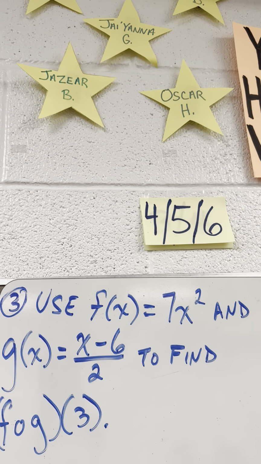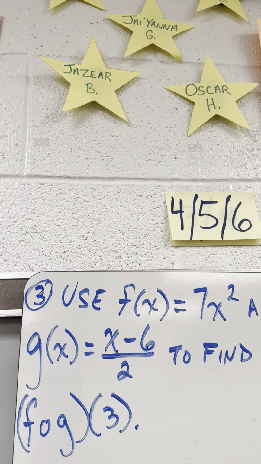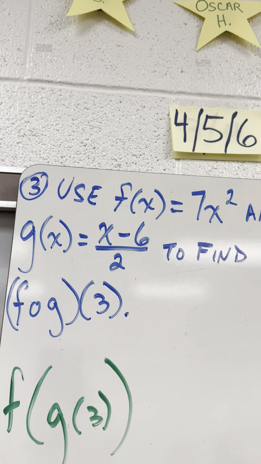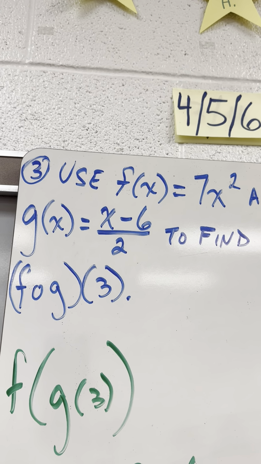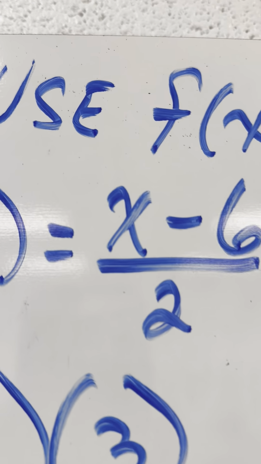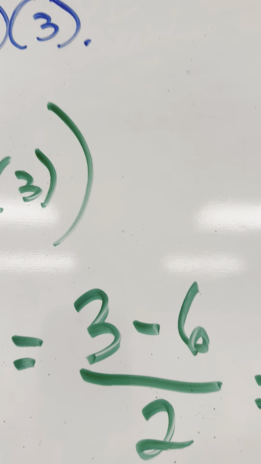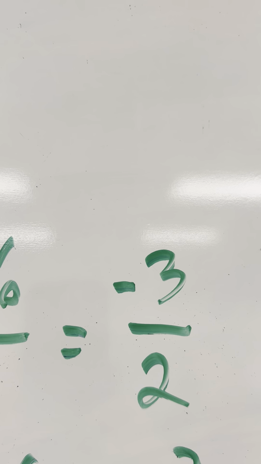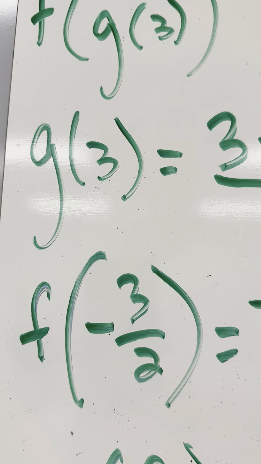Use f of x equals 7x squared and g of x equals x minus 6 over 2 to find f of g of 3. f of g of 3 means we're going to do g of 3 first. g of 3 means we're going to put 3 in for x, instead of x. So it's going to be 3 minus 6 over 2. 3 minus 6 is negative 3, so negative 3 over 2.